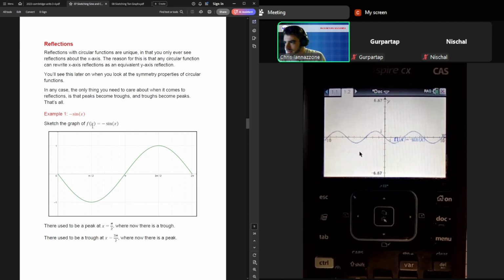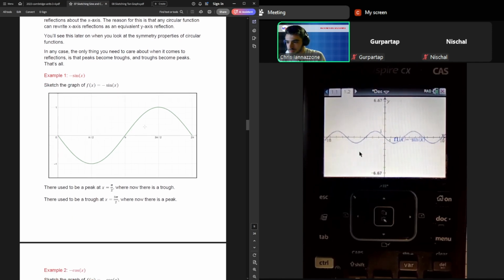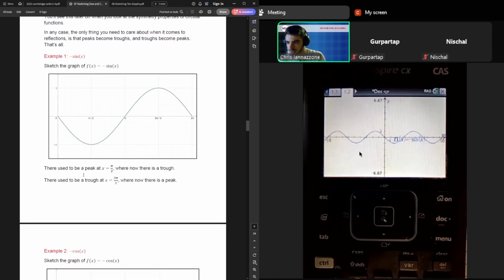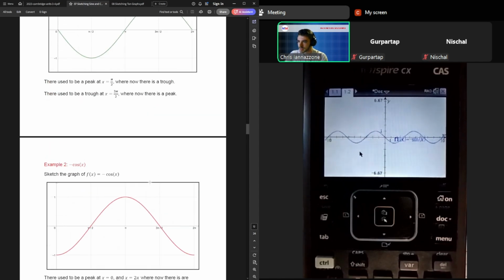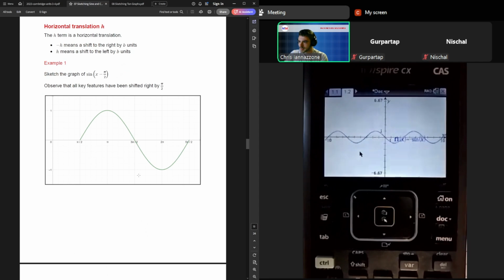Okay, so back to the pre-written notes. Fundamentally, we don't really change what we do here when we have a reflection. It just means that when you're dotting out all those spots where you would normally put a peak, you put a trough, and vice versa. So negative sine looks like this, negative cos looks like this. Any questions about reflections?